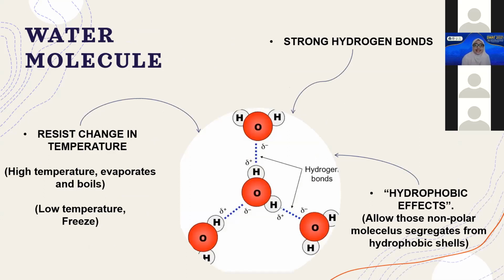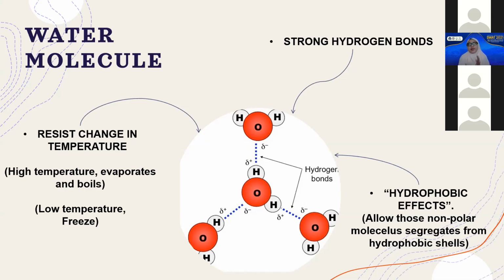So what is the water molecule? There are three unique physical properties of the water molecule. First is the strong hydrogen bonding, and second is the hydrophobic effect. The hydrophobic effect allows the water molecules to segregate from hydrophobic molecules. And the third is that it may resist change in temperature. At high temperature, water may evaporate and boil, and at lower temperature, it may freeze.